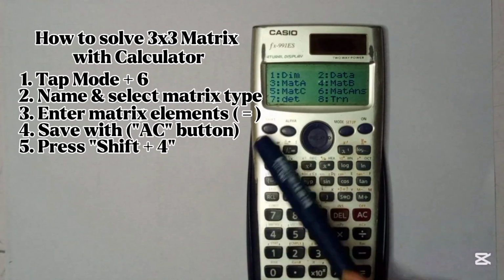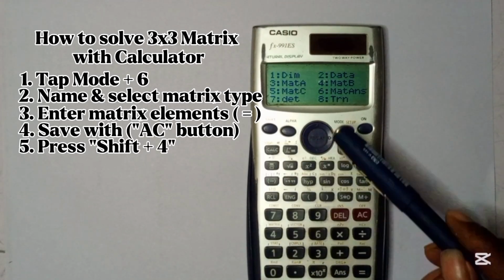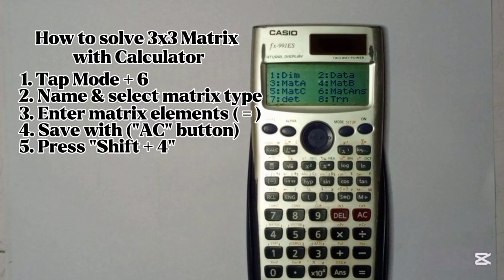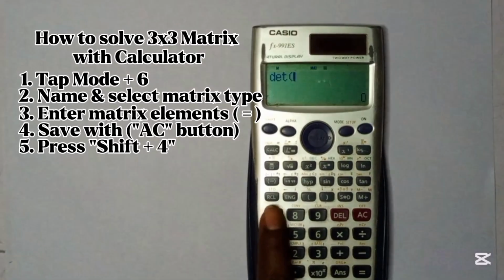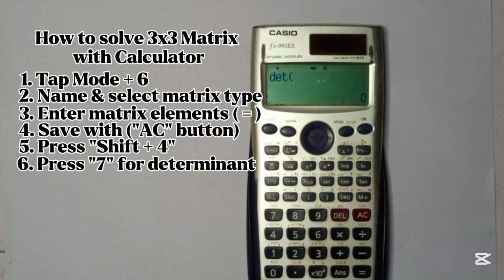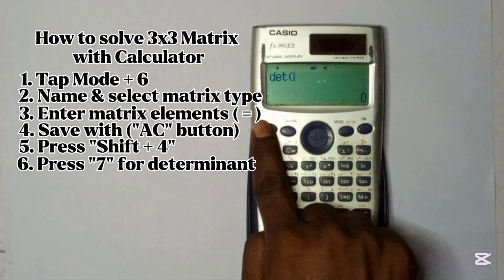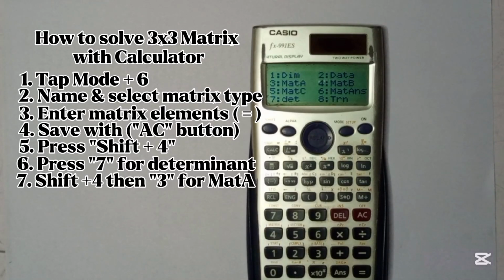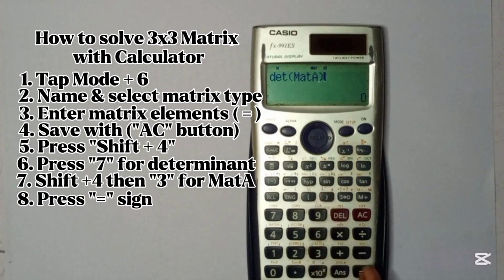You can see option 7 where it says I can perform determinant, and option 8 says I can perform transpose. So how do I go about my determinants? To find the determinant of matrix A, I press 7 and I'm asked to input the determinant of what exactly I want to do. All I need to do is to go back to shift 4 in order to assign my matrix. My matrix is in Mat A, which is option 3, so press 3. Then all I have to do is close the brackets and press the equal sign. And straight away I get the value for my determinant.